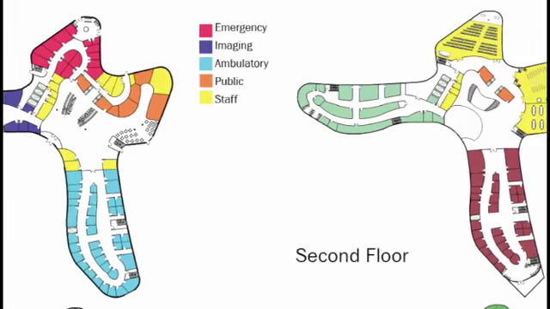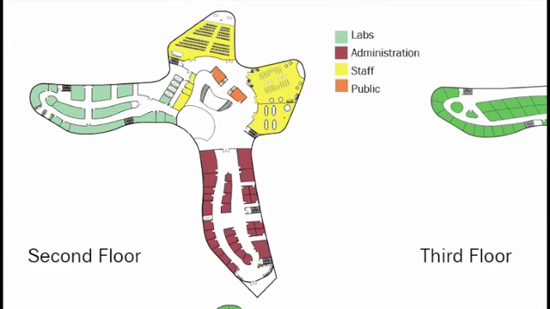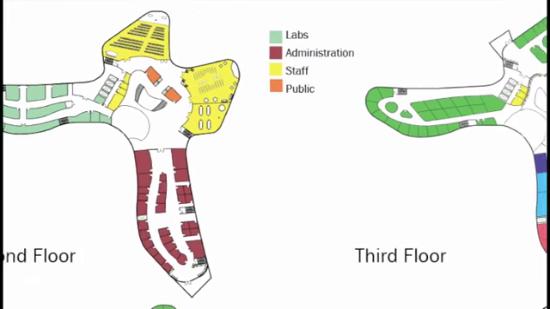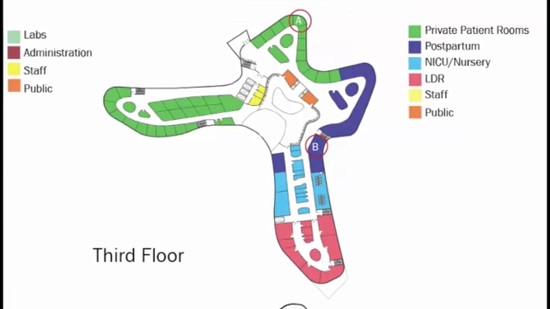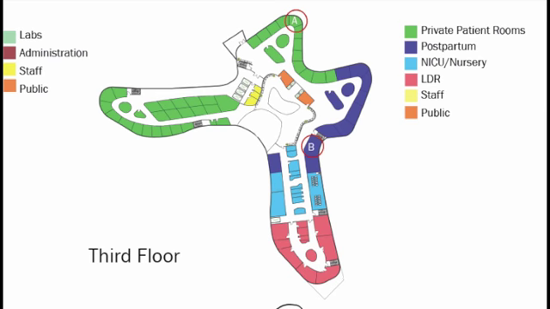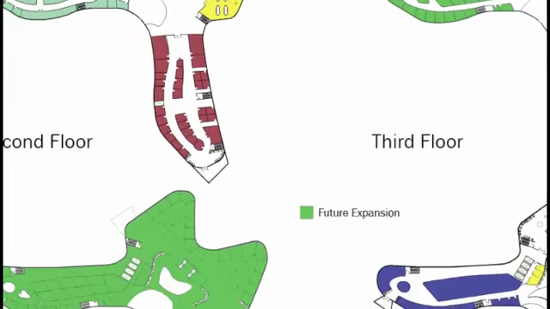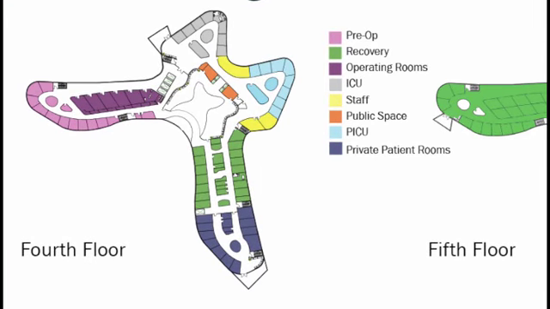The second floor is designed for the staff. Because we are a teaching hospital, we have provided an auditorium, a library, and several conference rooms. The third floor is designed for labor and delivery on the right wing and private patient care on the left wing. The fourth floor is the surgical floor, which houses pre-op, operating rooms, recovery rooms, and both the PICU and the ICU.